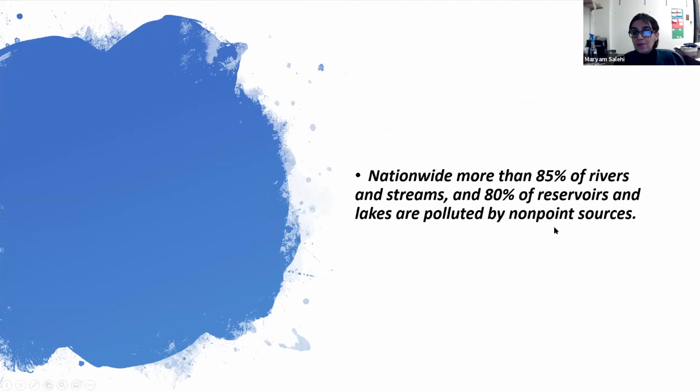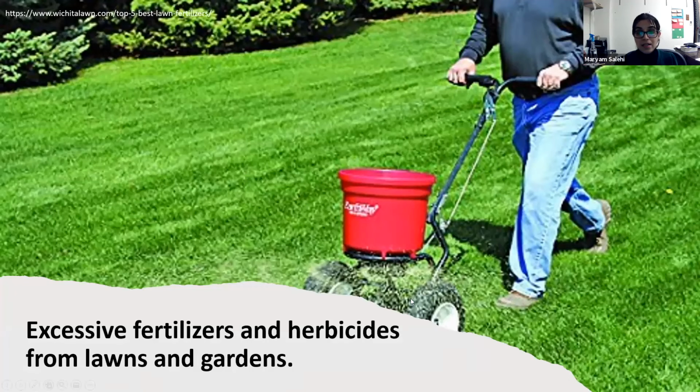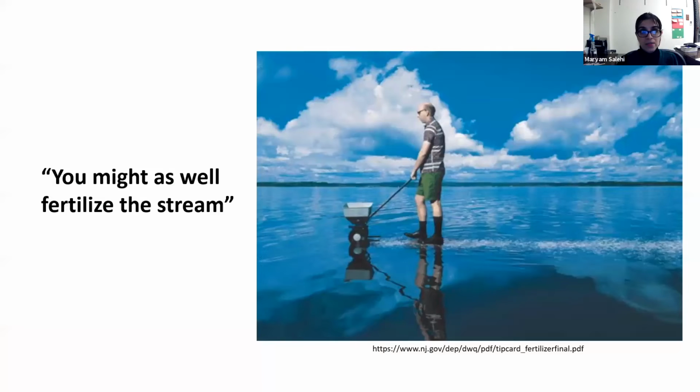Nationwide, more than 85% of the rivers and streams and 80% of the reservoirs and lakes are polluted by non-point source pollutants. So that's a big problem. Let's see how these pollutants are released into the urban environment. Fertilizer and herbicides: all of us use fertilizer, herbicides, and pesticides for maintaining our lawn. Excessive application of those could result in pollution of stormwater.